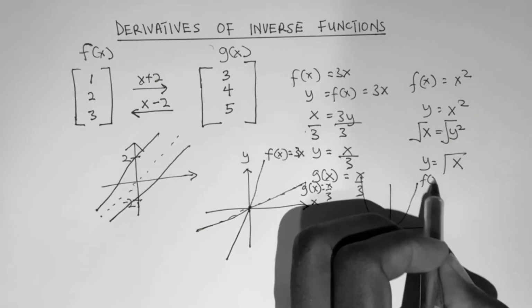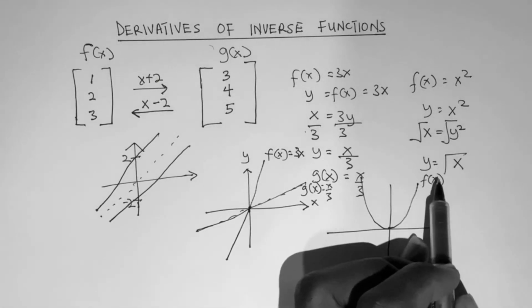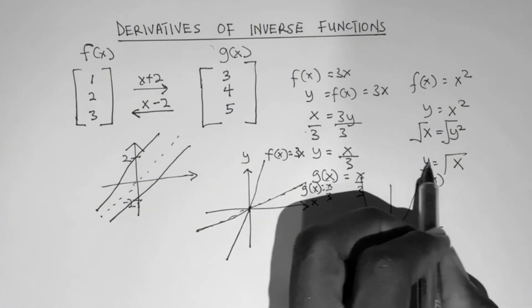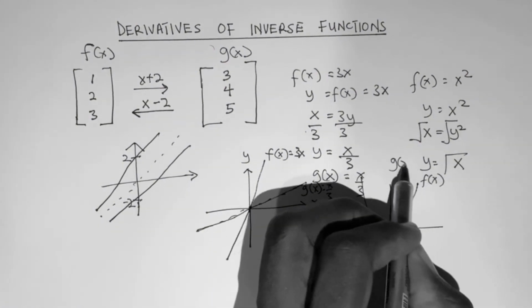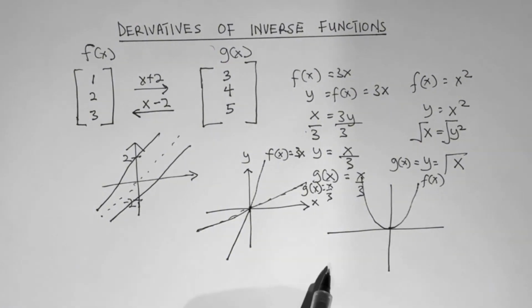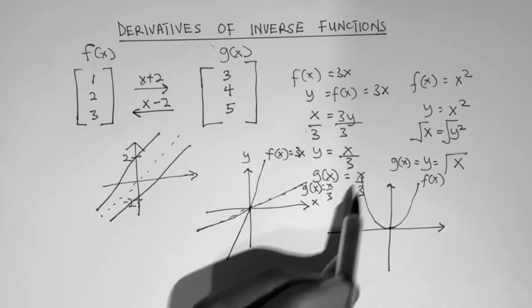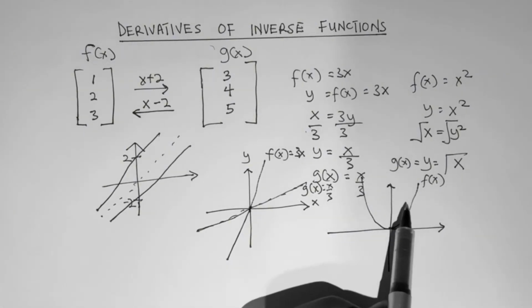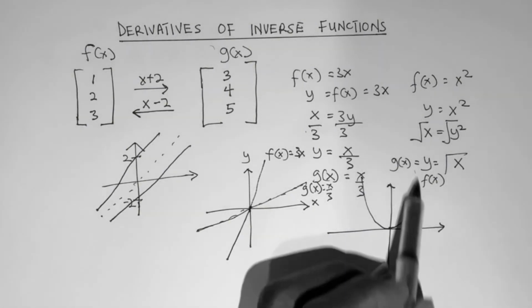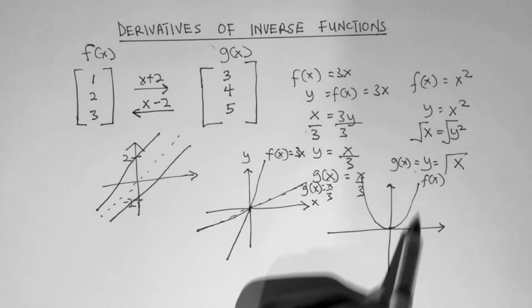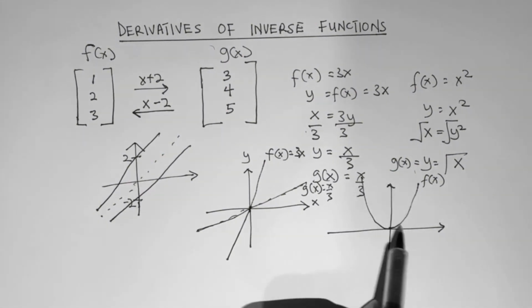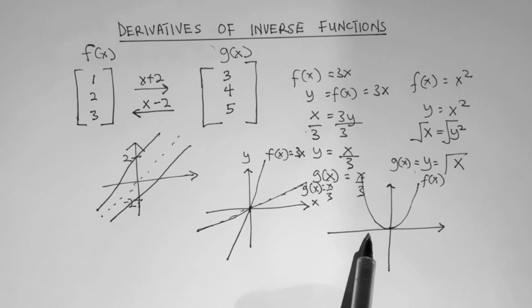So this is f of x. Now, what is g of x? Remember that g of x equals y, which is equal to root x. Now, there is something I need to bring to your notice here. You see that f of x passes the vertical line test. Any vertical line you draw on this graph will touch the graph of f of x at only one point.